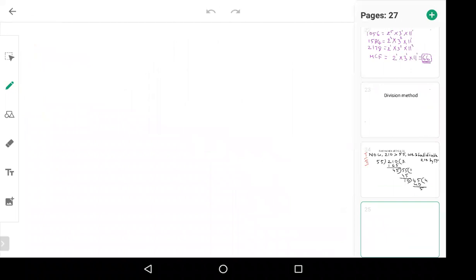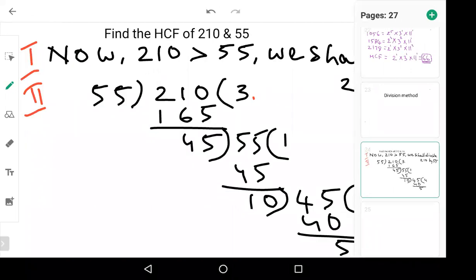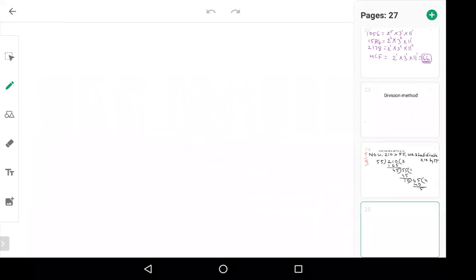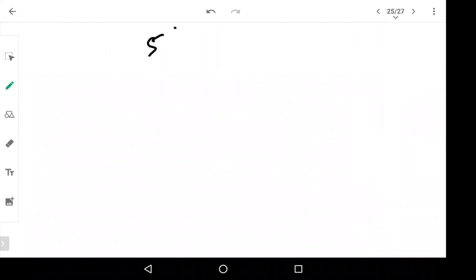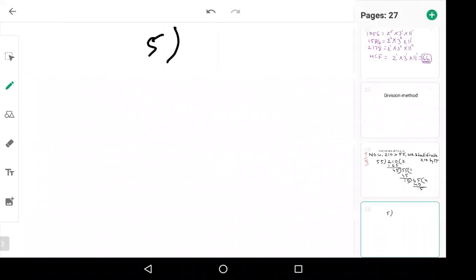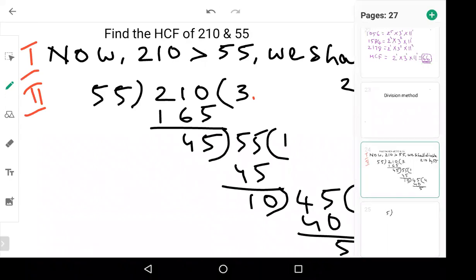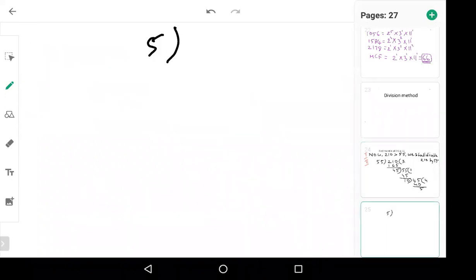Okay. So 10 fours are 40, the remainder is 5. Now I will continue it in the next page. Now we have 5. And then what was the other number which was remaining? 10 is going to come down. So 10.